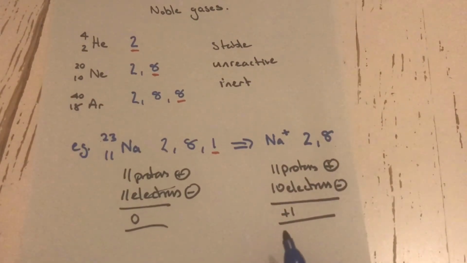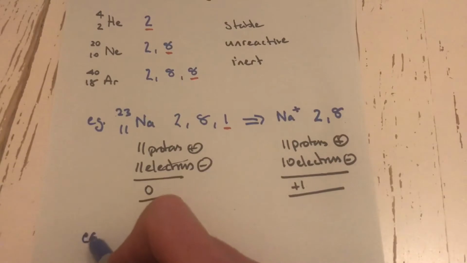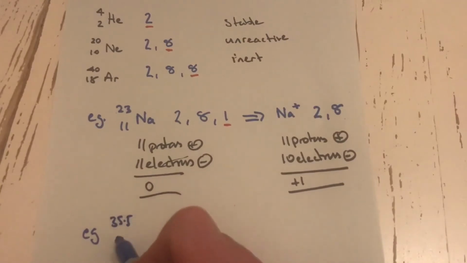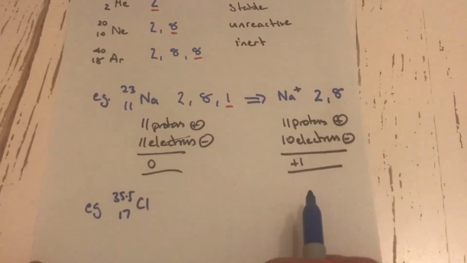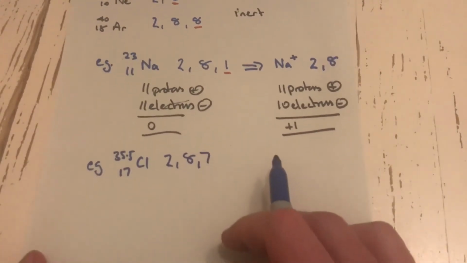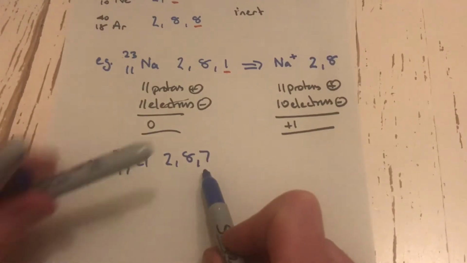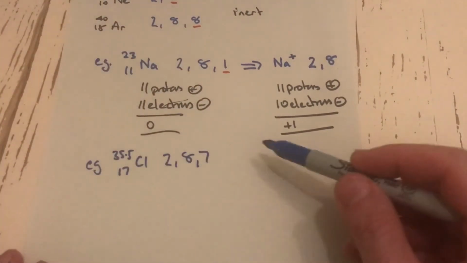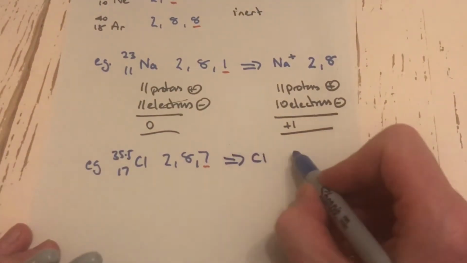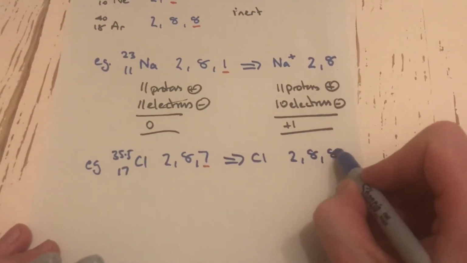Another example, just to illustrate this, we'll have a look at a negative ion. So let's have a look here at chlorine. Chlorine is 35.5 17 Cl. So 17 electrons, they're arranged 2,8,7. Again, this is not stable. This needs to have 2,8,8. So it either needs to lose 7 or gain 1. It's easier for chlorine to gain 1 electron, and that's what it's going to do. So chlorine is then going to become Cl with an electron arrangement of 2,8,8.